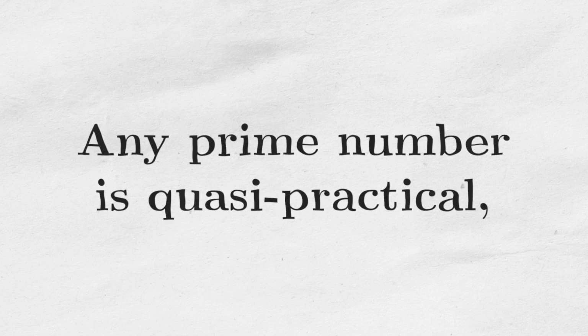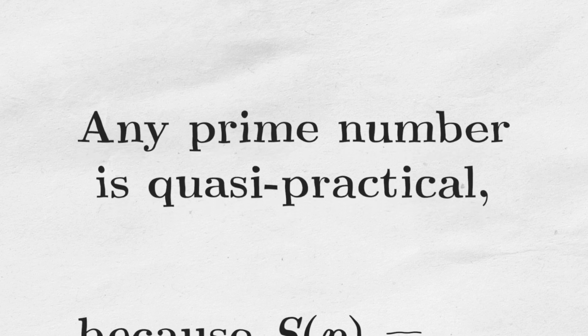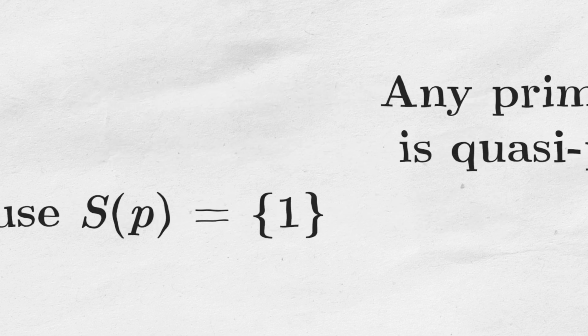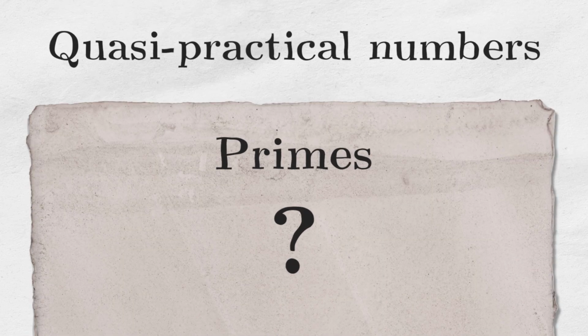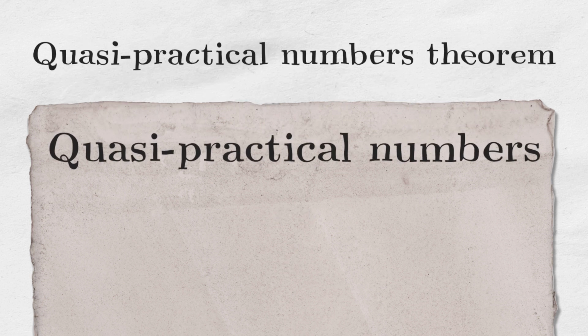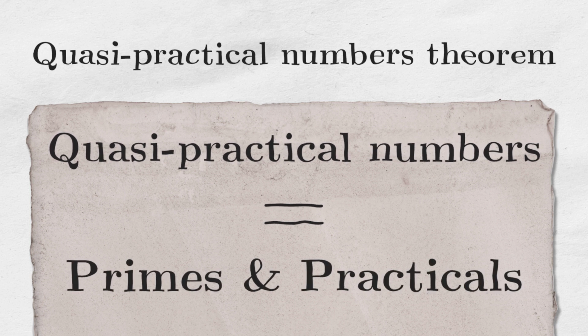When you think a bit about this definition, you'll come to a conclusion that any prime number is quasi-practical, because the only proper divisor of any prime number is 1. What about other quasi-practical numbers? Well, the theorem due to Peng and Bhaskara-Rao states that the only quasi-practical numbers are exactly primes and practical numbers.